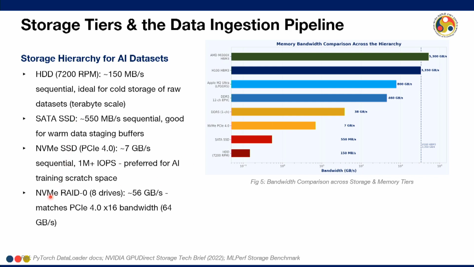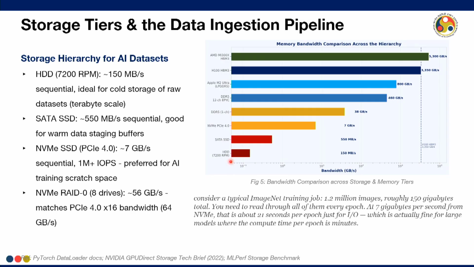On the other hand, you have NVMe RAID, which gives you around 56 GBps of data access speed. So now you can see the gap is slowly closing, and we get around 3000 GBps in the HBM3, right? So consider a typical ImageNet training job. We are training ImageNet. You know how many images are there? 1.2 million images, roughly around 150 GB in total.